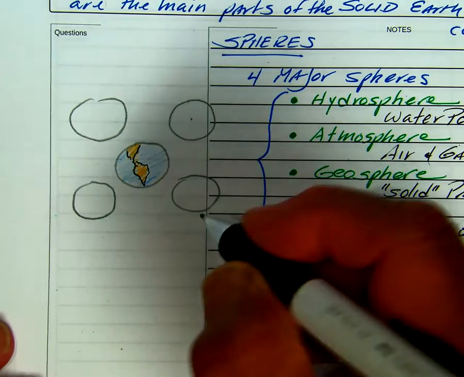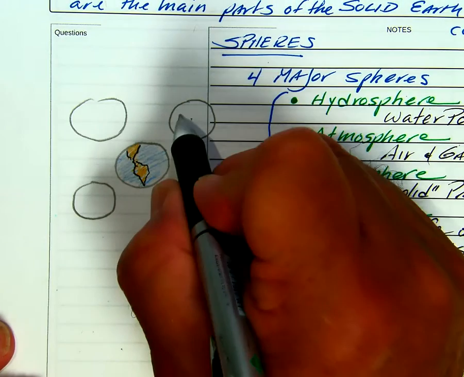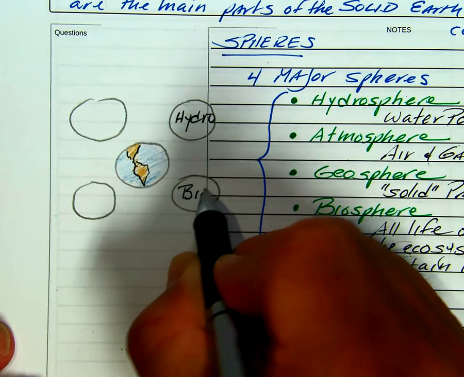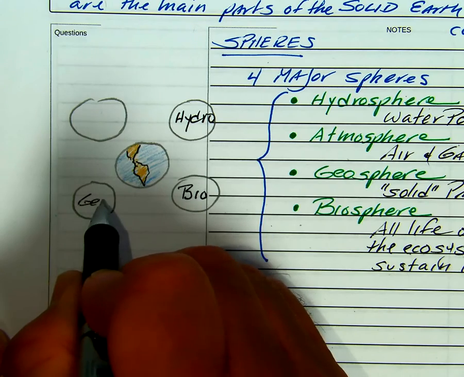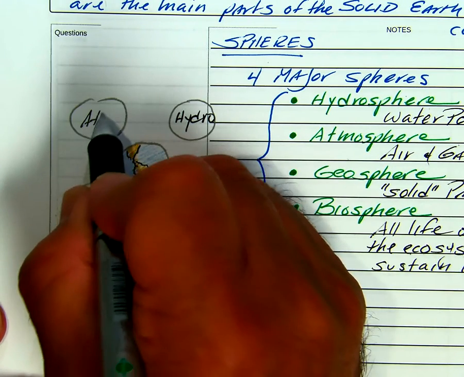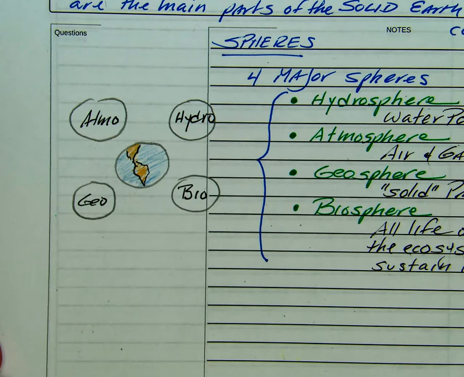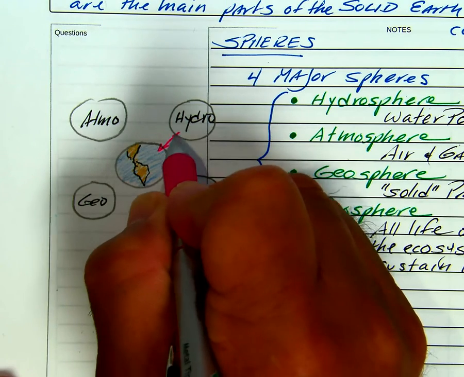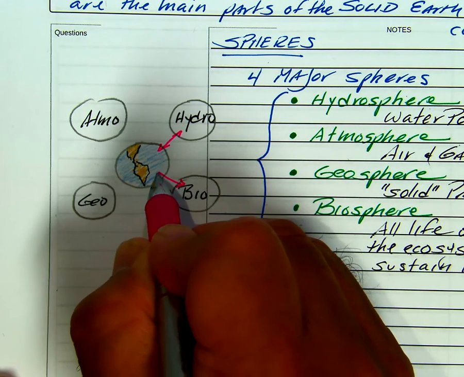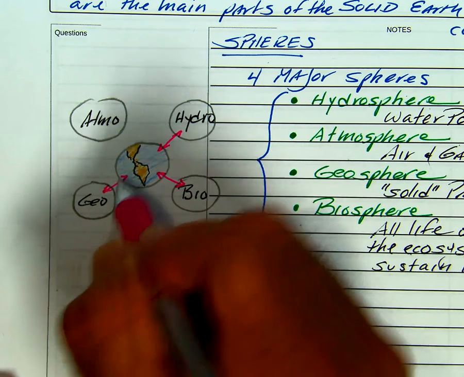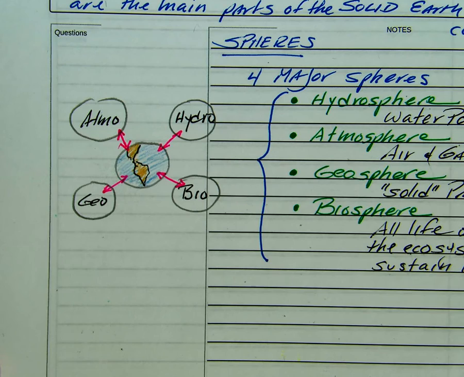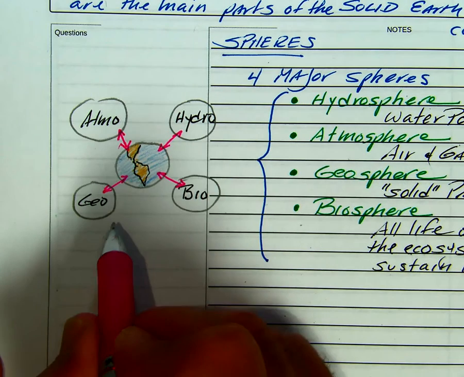And this is the hydrosphere. I'm going to abbreviate it hydro. This one, the biosphere, bio. This one, the geosphere, geo. And then the atmosphere, atmo. Like that. What you need to understand then is that there is a relationship from the planet to each one of them, like this. I'm marking that in red.